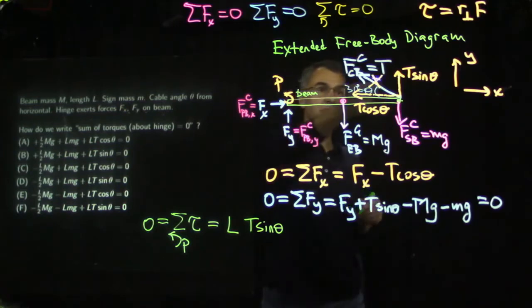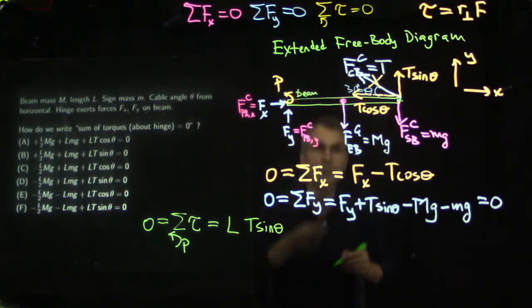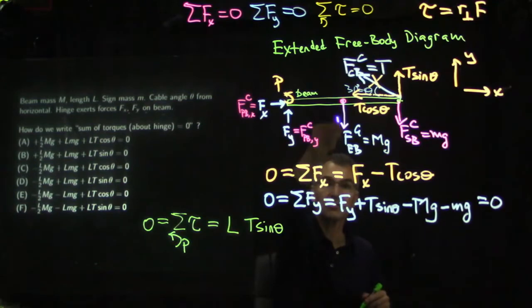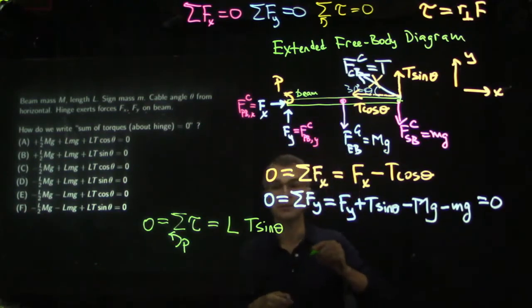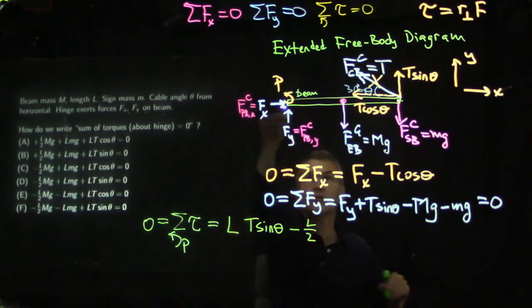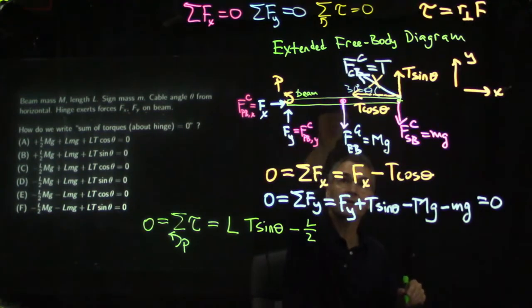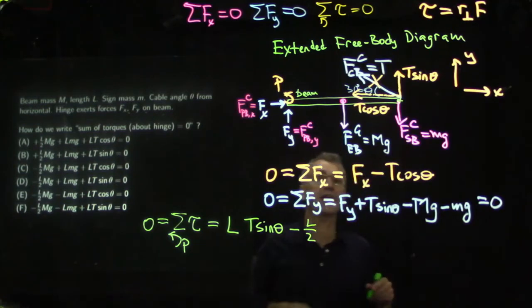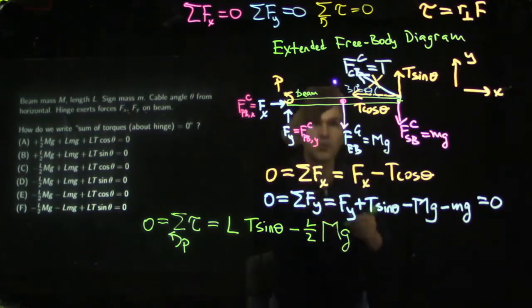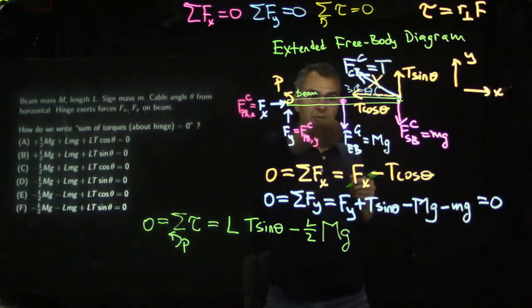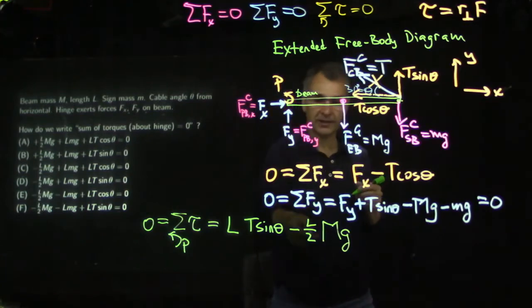Now for clockwise contributions, we have the weight of the beam itself, and it has a lever arm of half the length of the beam. So there's L over 2 for the lever arm, the horizontal distance from the pivot to the point of application of the force, to the line of action of this gravitational force acting on the beam. The gravitational force is a vertical force, so we want the horizontal displacement from the pivot to get the lever arm. So that's L over 2, 1/2 the length of the beam.